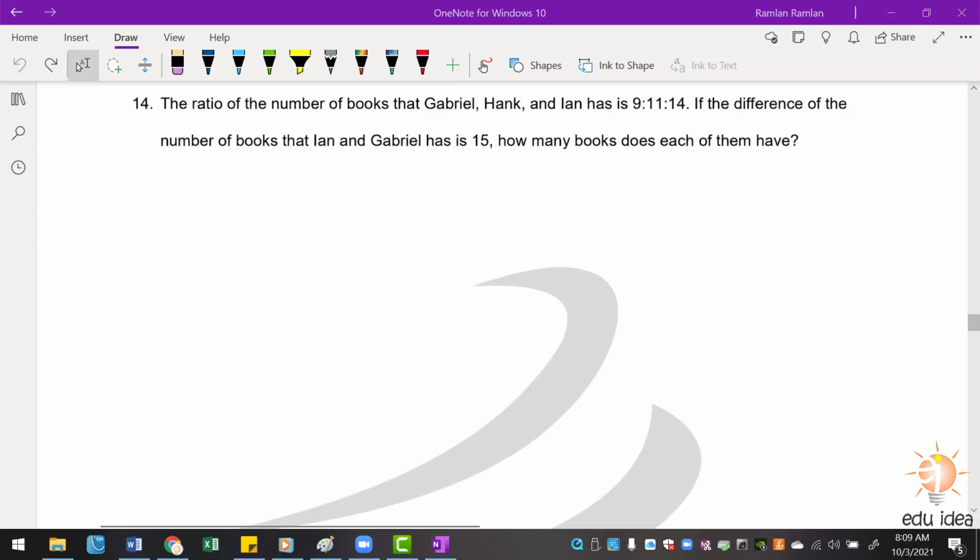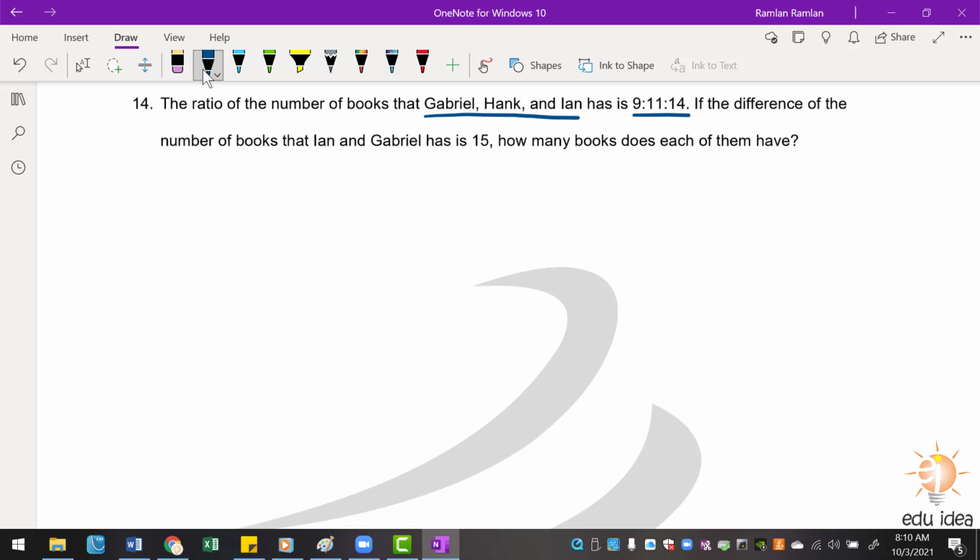14. The ratio of the number of books that Gabriel, Hank, and Ian have is 9 to 11 to 14. If the difference of the numbers of books that Ian and Gabriel have is 15, how many books does each of them have? So again, guys, analyze the question. Here you have the ratio of Gabriel, Hank, and Ian's books, and this represents their ratio.